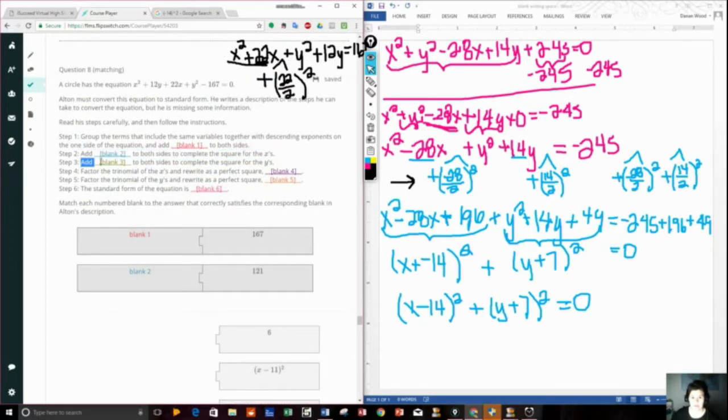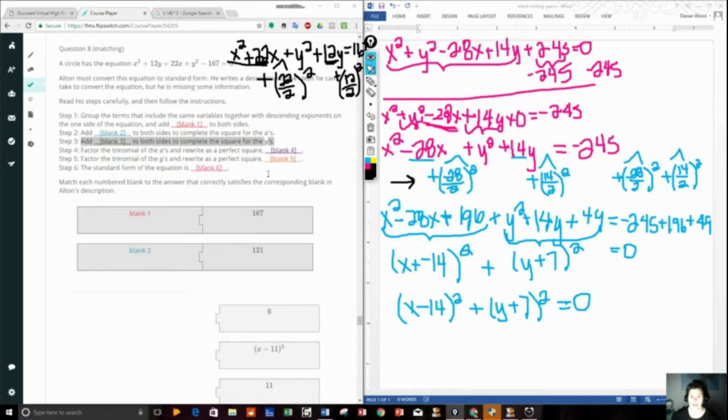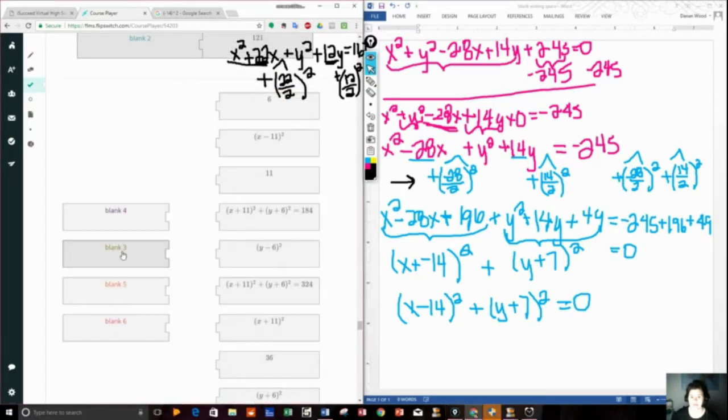And then step 3, add blank to both sides to complete the square for the y's. Okay, so now we're looking at our y. Whatever number is attached to the y, you're going to add half of it being squared. So 12 halves squared. So 12 divided by 2 is 6. 6 being squared is 36. So we are adding 36 to both sides.